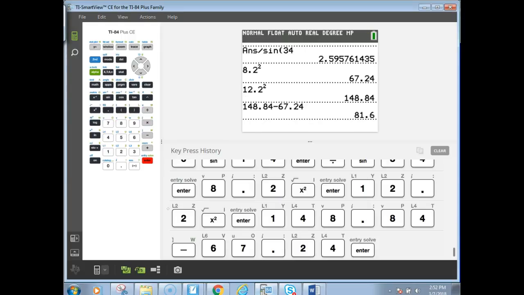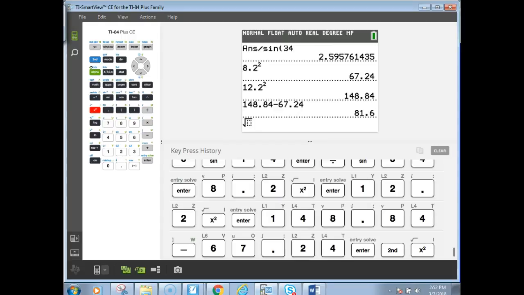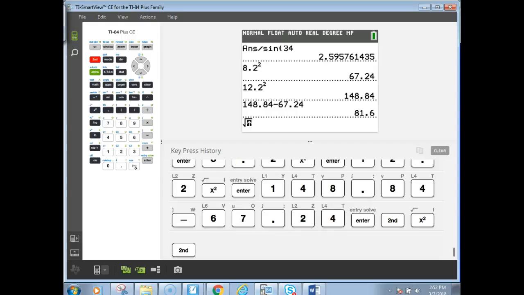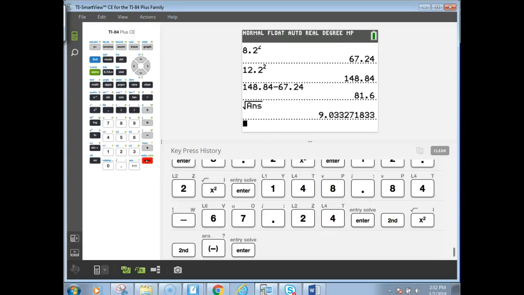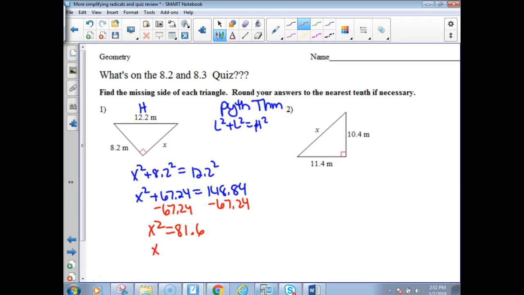We got 81.6. Now we take the square root of that. You can hit second, square root, and you can pop this answer in if you don't want to type it by going second and hitting the negative button. It puts in this last answer, and hit enter. And that's 9.03. Now it did say to go to the nearest tenth, so we did the square root of 81.6, and this would be just 9 if you went to the nearest tenth.